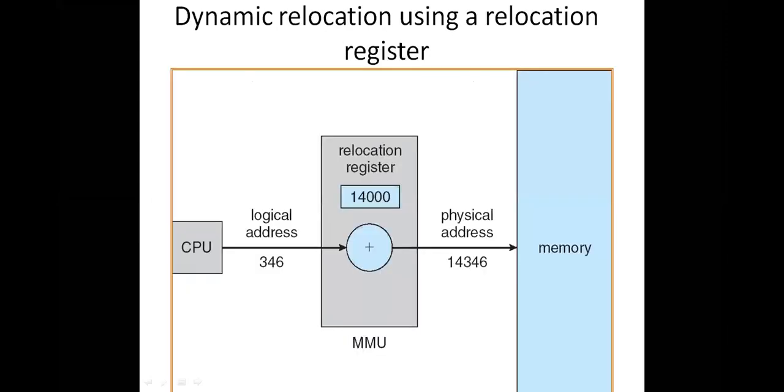What I told you: the CPU-generated logical address is given to the MMU. MMU means memory management unit. What is the responsibility of the memory management unit? It takes the logical address generated by the CPU and converts it into the physical address. Very important question: what is the role of a memory management unit? It converts the logical address into the physical address.